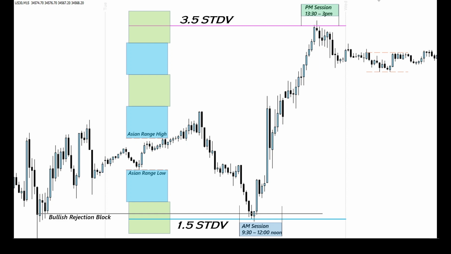And we can add a confluence of swing projection using this high and this low for a symmetrical price swing projected above this high. Now, what that means is just a measured move from this high to this low projected above this high, getting us a symmetrical price swing at the 3.5 standard deviation at a time of the PM session or afternoon session of the US index market.